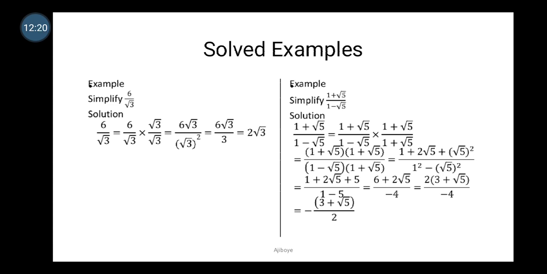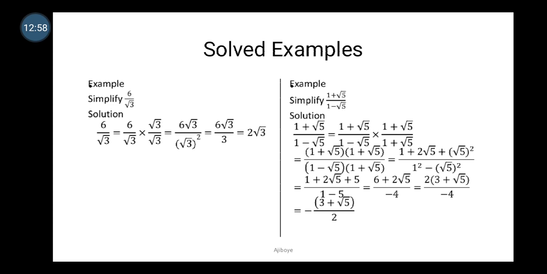So when you try to expand, you get open bracket 1 plus surd 5 close bracket, then open bracket 1 plus surd 5 close bracket. And then at the denominator, you get 1 minus surd 5 times 1 plus surd 5. If you look at the denominator, like I've said before, it will be considered as difference of two squares. So you square the first term and you square the second term. So that would be 1 squared minus surd 5 squared.